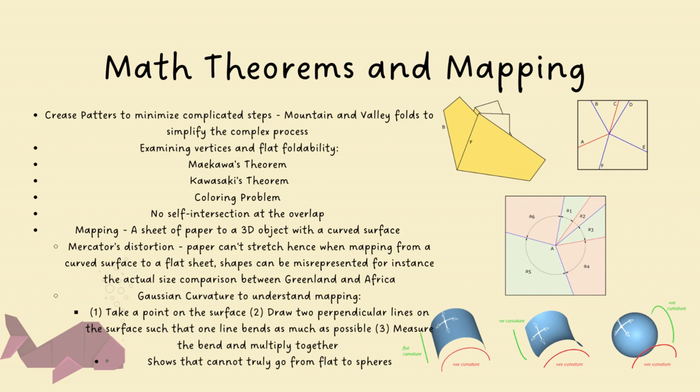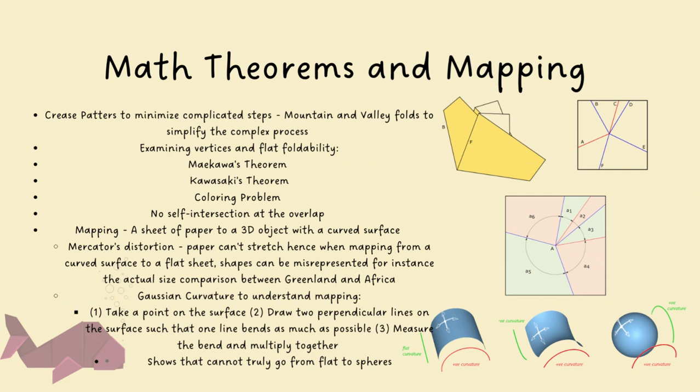Now, going into the math theorems and mapping that explain origami. So, when we get origami instructions, they're highly complex and have a lot of steps. However, they can be simplified into crease patterns to minimize these complicated steps, simply having mountain and valley folds that describe how a complex figure can be made. So, in this process, through mathematical analysis, which examines the vertices and the flat foldability, a very complex process can be simplified into just these shapes that represent the mountain and valley folds on a piece of paper.